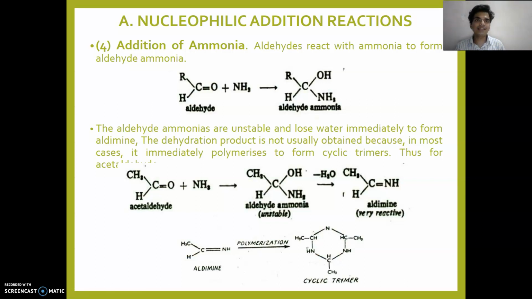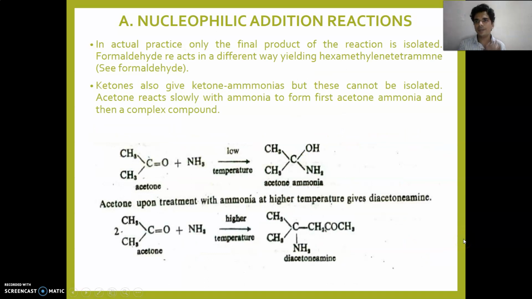Then the addition of ammonia. Aldehyde reacts with ammonia to form aldehyde ammonia. Aldehyde ammonias are unstable and lose water immediately to form an aldimine. The dehydration product is not usually obtained, because in most cases it immediately polymerizes to form a cyclic intermediate, as in the case of acetaldehyde. Then next is the nucleophilic addition reaction.